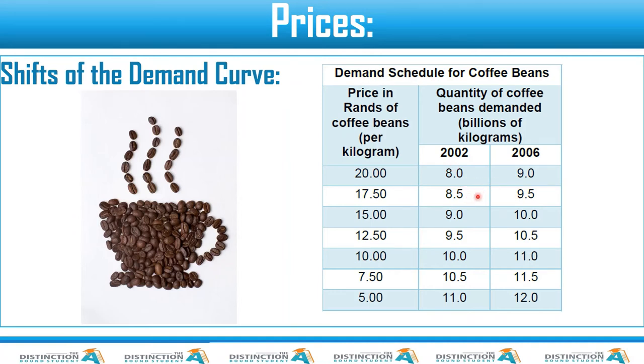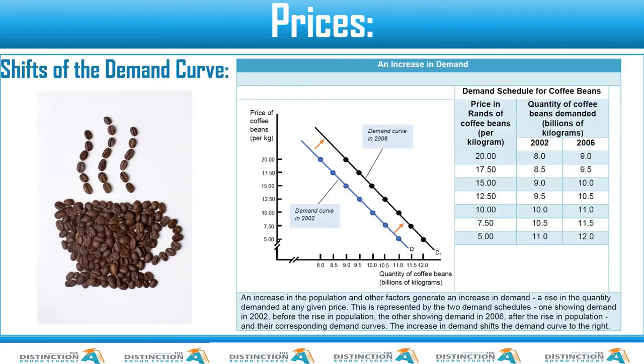So yeah, as you can see, this goes up, this goes up, this goes up. So each and every different price will give us a higher quantity demanded in 2006 as compared to what was being demanded in 2002. So how do we construct a graph? Basically, think about the same one that we had in the previous lesson, and then we are simply going to shift it. But you see that we are not just shifting it, we are going to make use of these numbers. Basically, you know how a demand schedule will be converted into a demand curve.